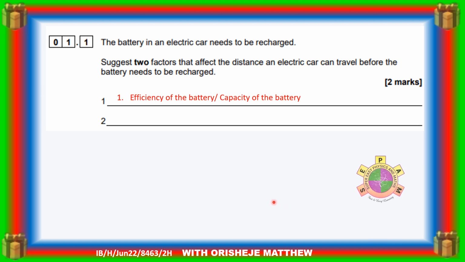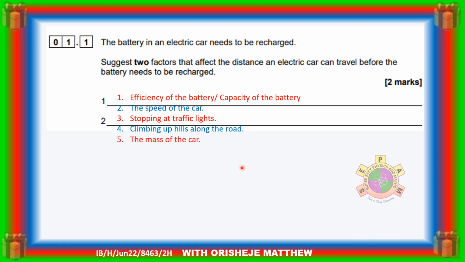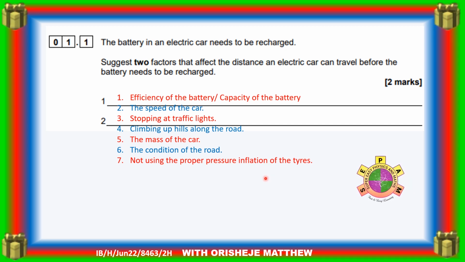So basically, one, we talk about the efficiency of the battery, the capacity of the battery. Then we look at the speed at which the car is moving. These are some of the factors that will affect it. Then we look at stopping at traffic lights, climbing uphill along the road, mass of the car, condition of the road, not using proper pressure inflation for the tire of the car.